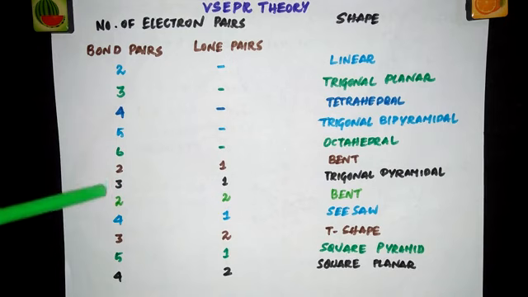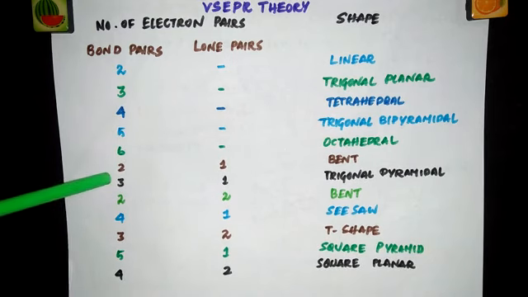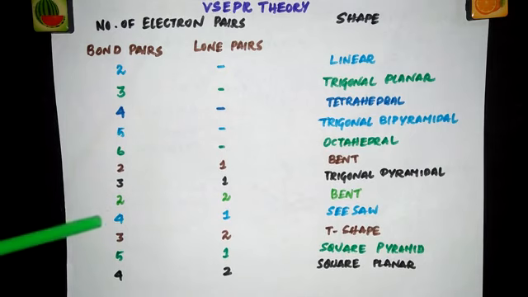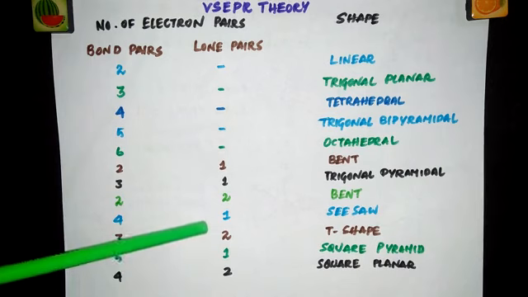So totally four electron pairs. Out of that you have three bond pairs and one lone pair. And when there are two bond pairs and two lone pairs, then the shape will again be bent shape. And the next one, we have four bond pairs and one lone pair. Then the shape is seesaw shape.